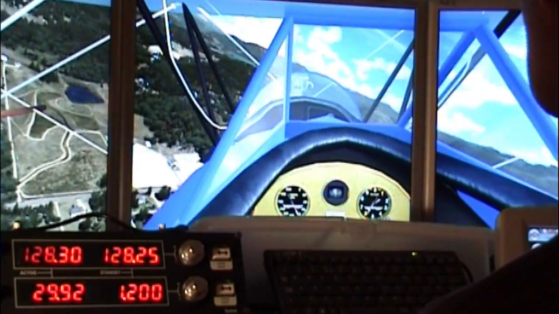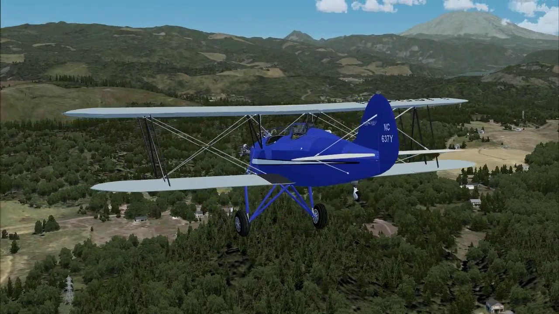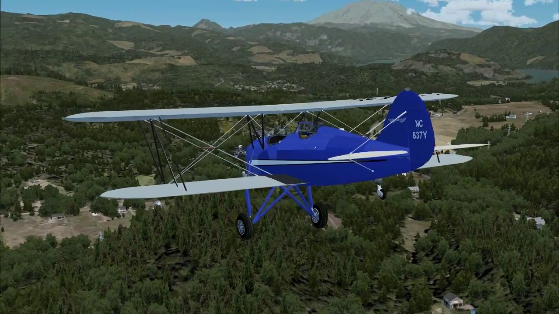Turning base here, I'm going to turn along these power lines. As soon as we're on base, we're going to chop the power all the way back and find we're still pretty high. It's going to be quite a short approach from here.